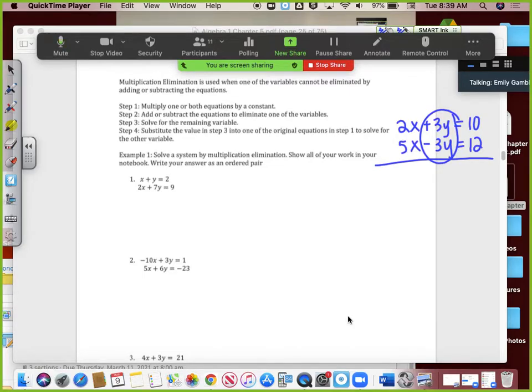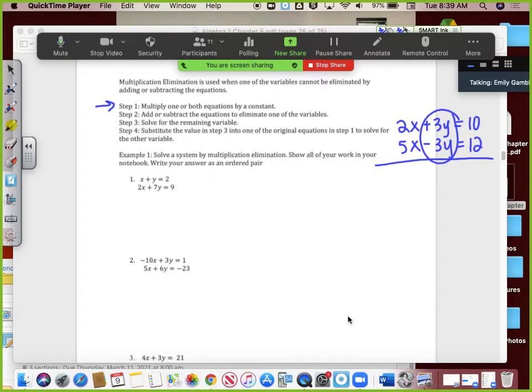So we have to add one more step to the process, which is step 1. You'll have to multiply one or both equations by a number so that you can use elimination. Once you do that step, then everything else will be the same as yesterday. It's just one more additional step.